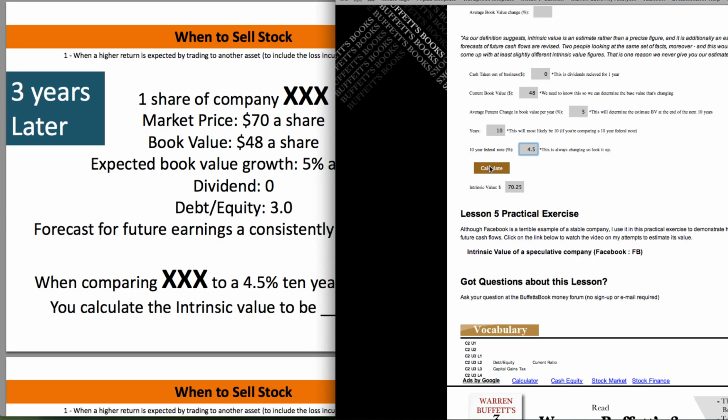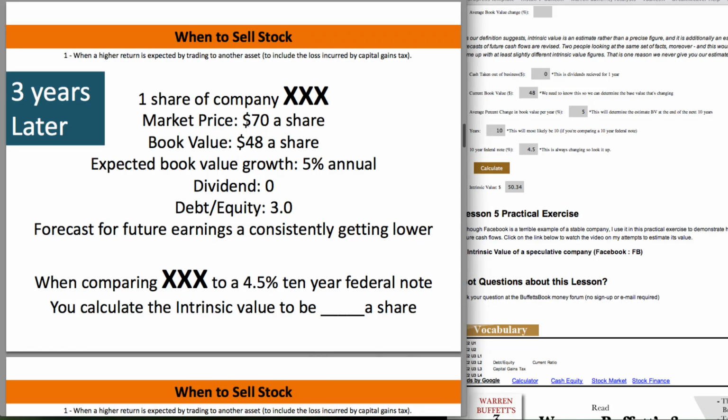Okay, so we're going to go ahead and click calculate. And you can see that the intrinsic value of this company has drastically changed from where we were at 3 years earlier. So now the intrinsic value on this company is $50 a share. And on the market, you can see that the market price is $70 a share. So the intrinsic value is much lower than what the company's actually trading for, okay? That's not a good thing. That means that if we continue to hold it, we're going to be losing money, okay?